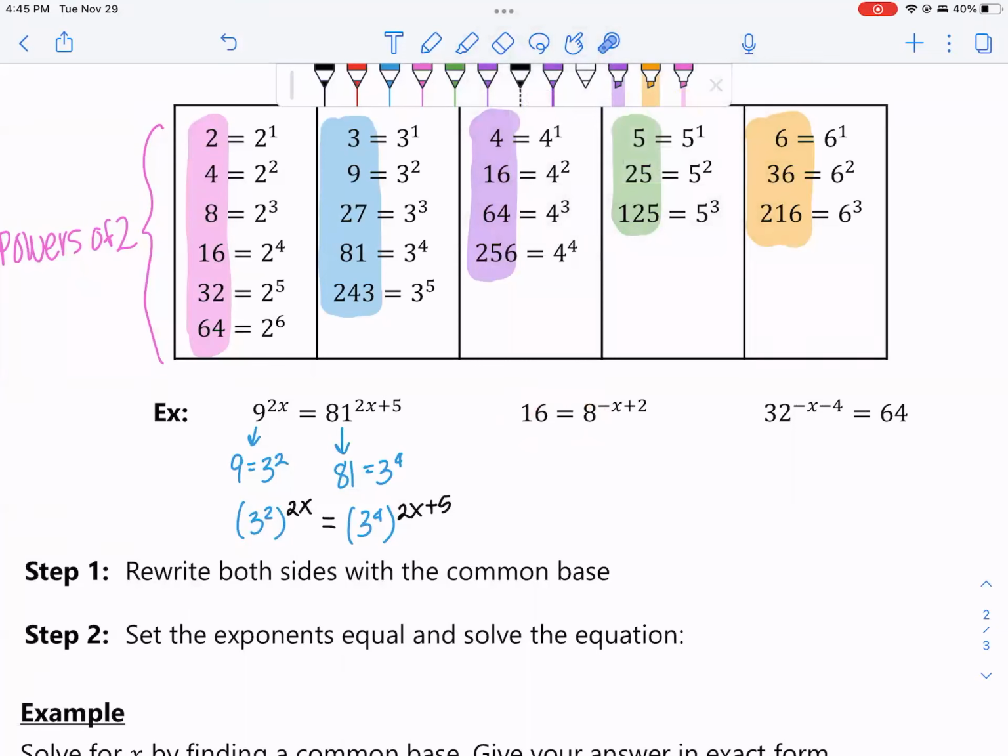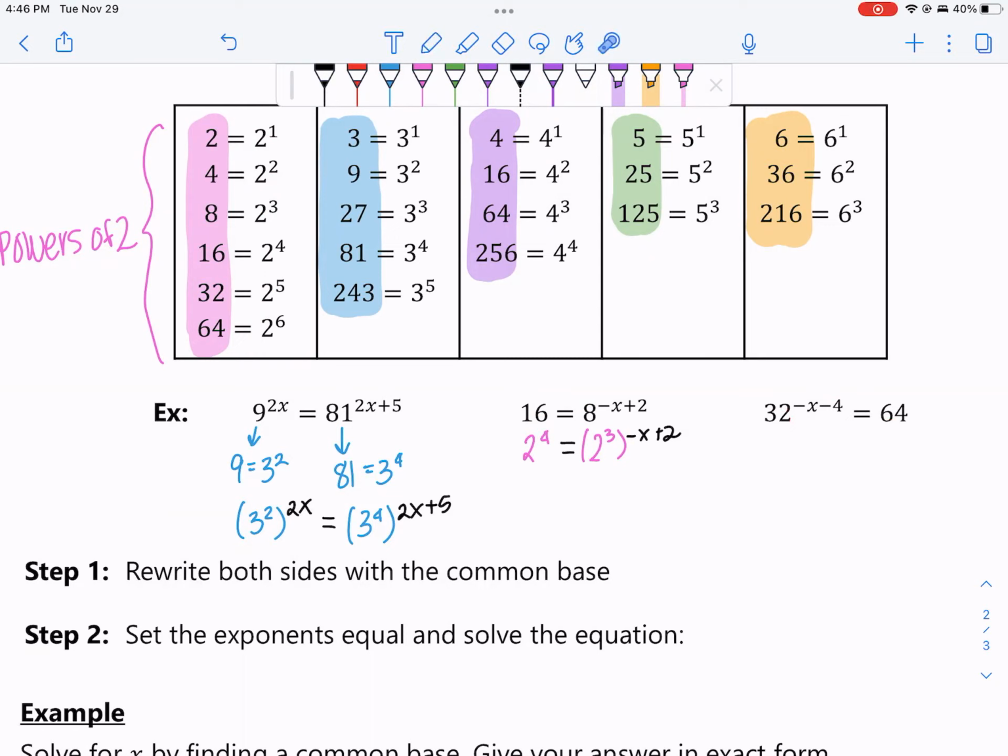16 and 8. It might be tempting to say that they share 4 as a base, but 8 is not a power of 4. So we're looking at powers. They're both divisible by 4, but they are both not powers of 4. 16 is, 8 is not. But 16 and 8 are in the same 2 family. They're both powers of 2. So I could rewrite 16 as 2 to the 4th, and I could rewrite 8 as 2 cubed. And that would give us the same base.